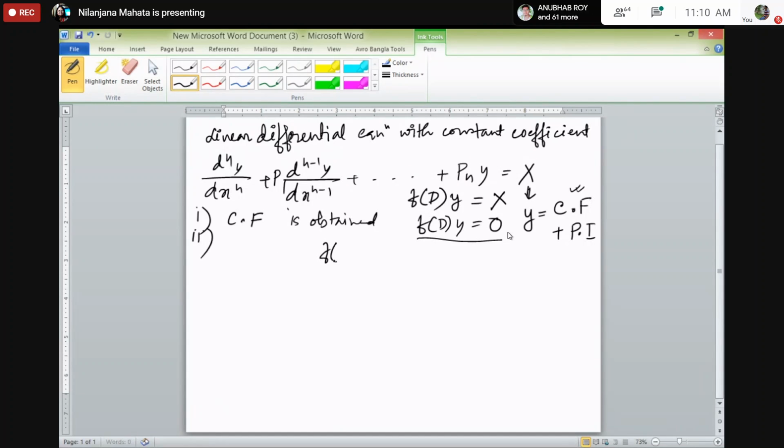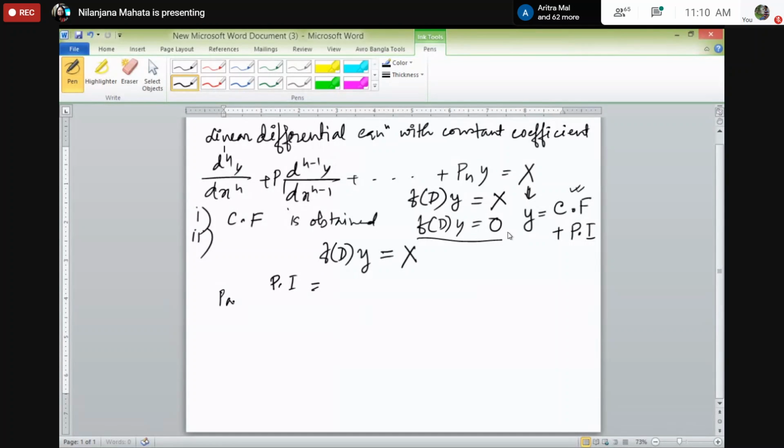So it is f(D)y = X. My general equation is f(D)y. Your X is a function of x only, and since it's an ordinary differential equation, we will only have one dependent variable and one independent variable. That is, I will have my functions in terms of x only and y in terms of differential coefficients. Okay, so our PI will be given by the particular integral.